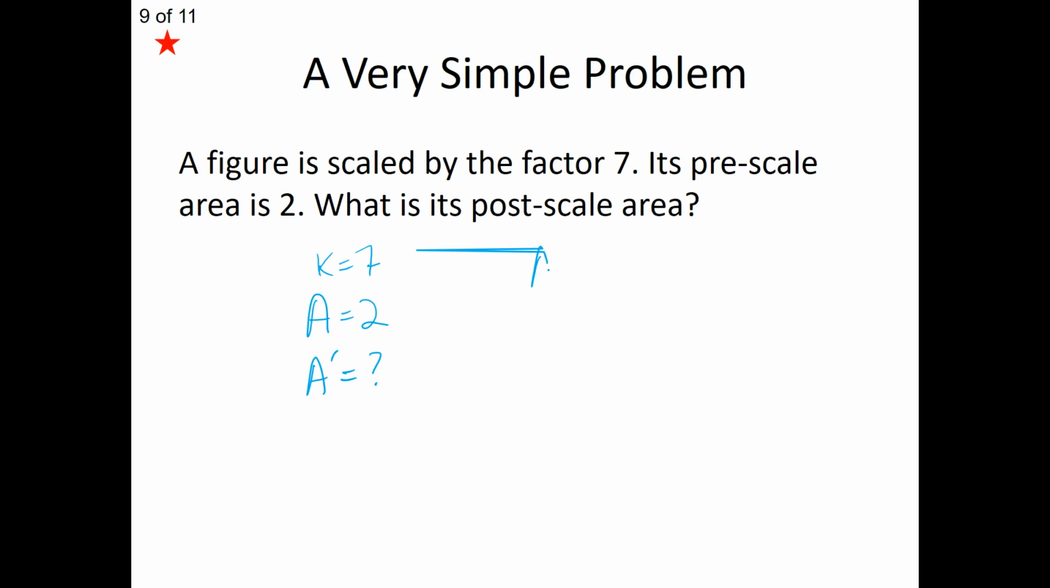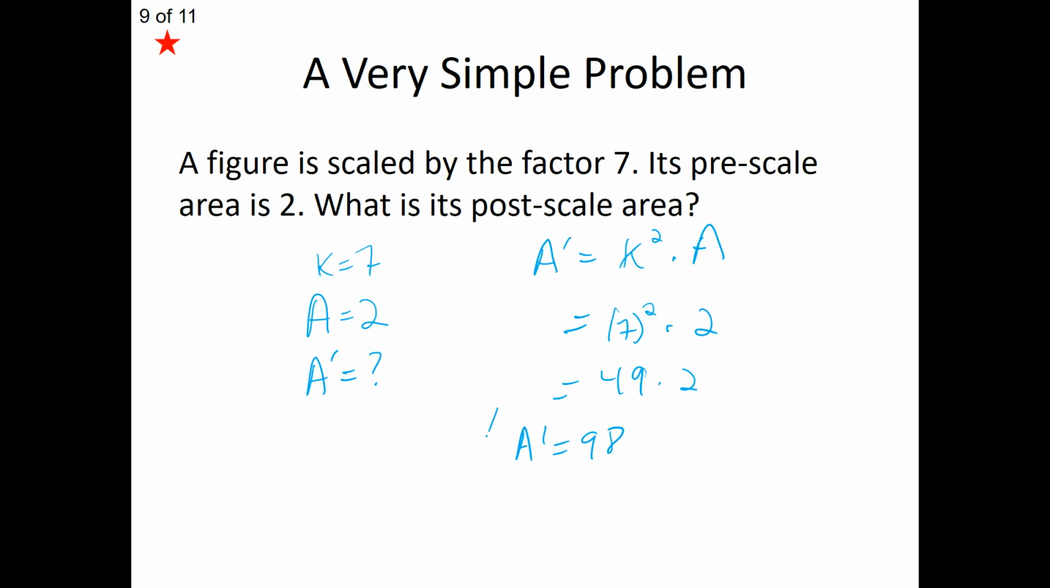Well, we just saw the relationship that A prime has with A is simply k squared times A. Let's plug in what we know. Our k is 7, so we're doing 7 squared times A, which is 2. So 7 squared is 49, times 2. Our post-scale area is 98. And that is what our area would be if we scale our given figure, whatever it may be, which has some sort of area of 2. Our post-scale area would then have to be 98 because it is scaled by k squared.